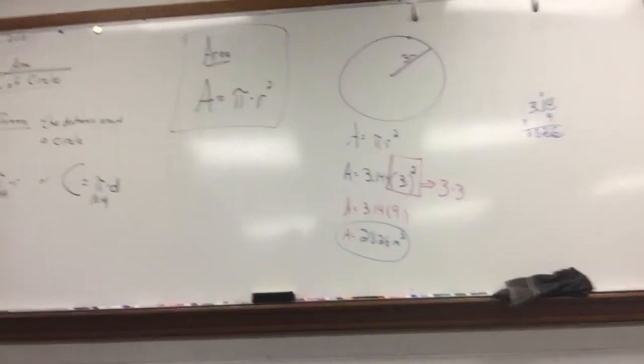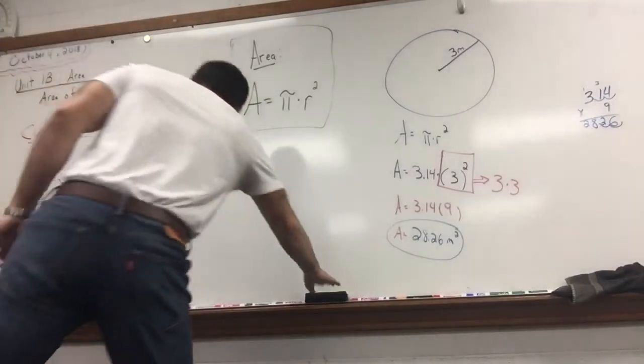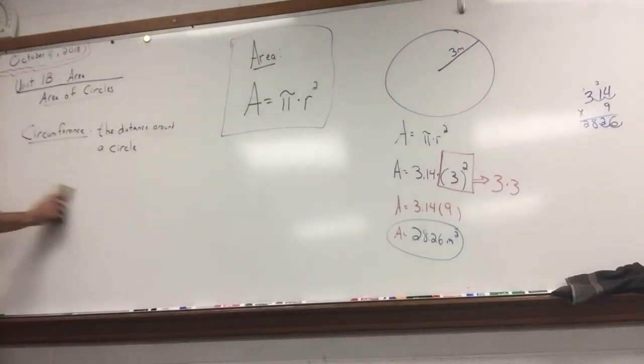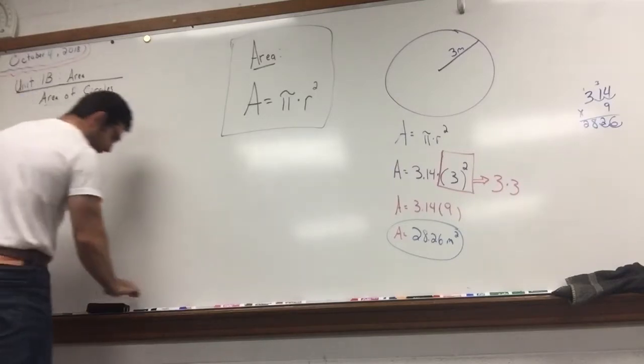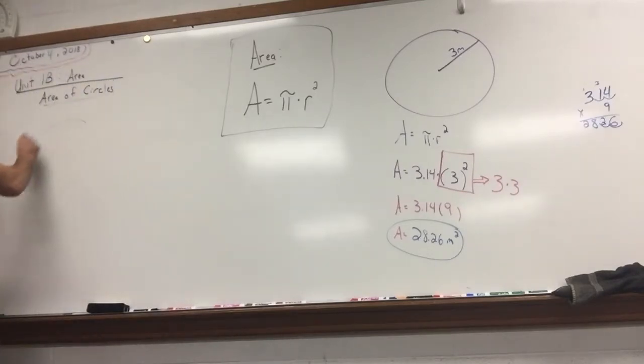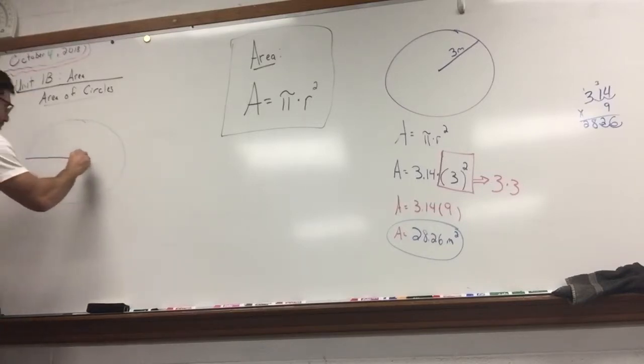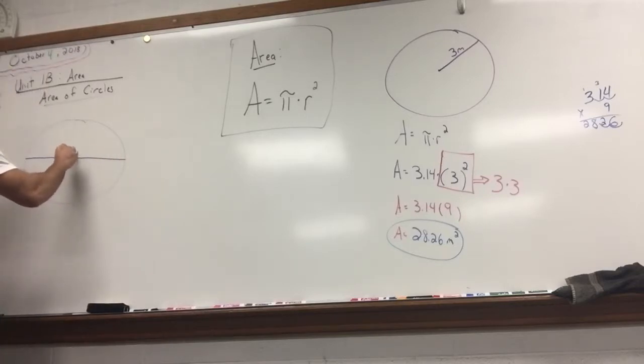Let's do another example. I'm not going to erase the formula, but we're going to make it a little bit trickier. Here's my circle. And I'm going to say area equals. So copy this down and then start to think about how we're going to solve for the area.